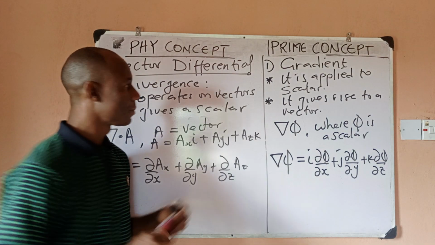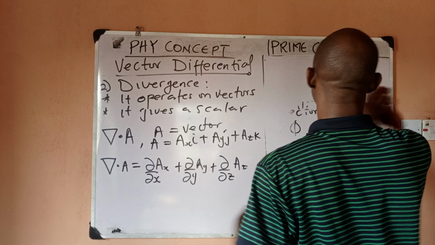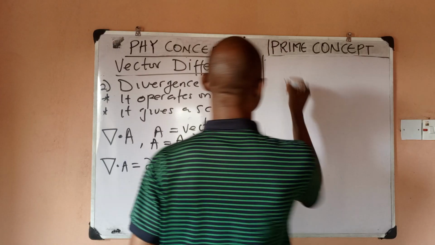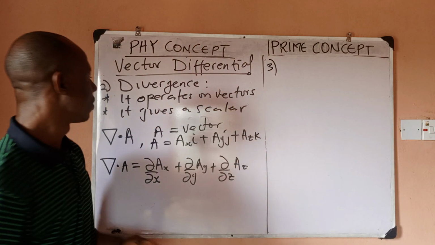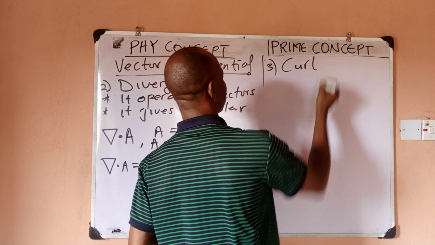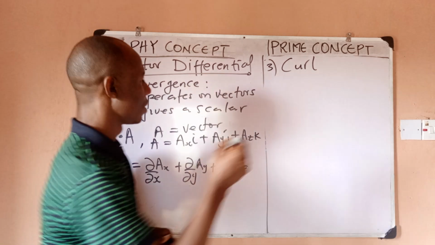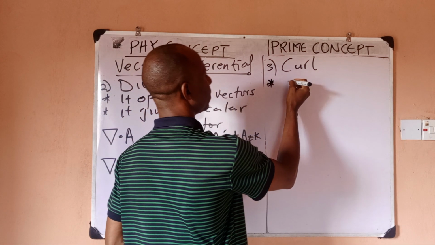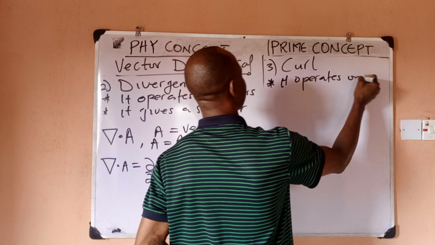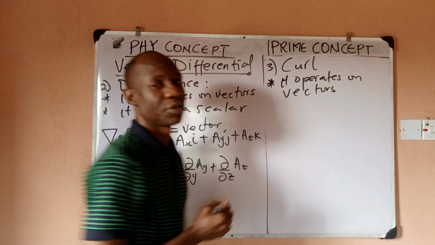Then number three is what we know as the curl. So curl is number three. Now, very quickly, I want you to know that curl operates on vectors. Also, it operates on vectors.